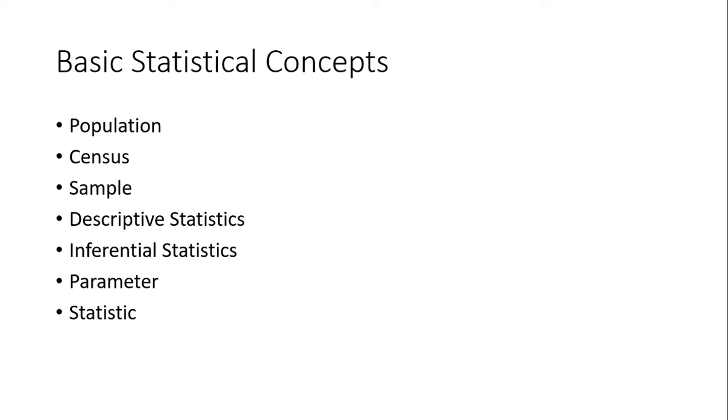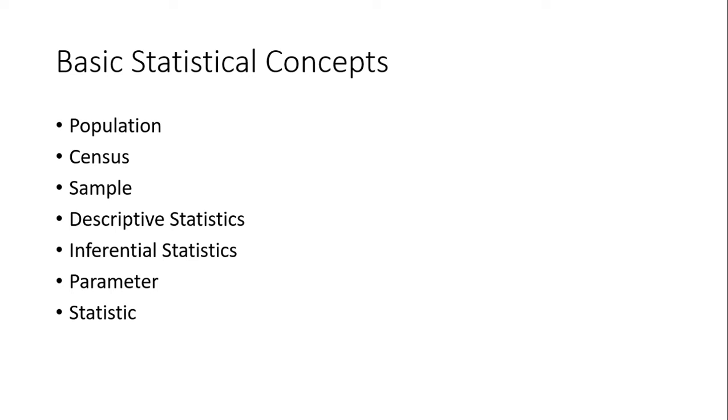Then let's talk about parameter and statistic. A parameter is a descriptive measure of the population, and parameters are usually denoted by Greek letters. Some examples are population mean, which is denoted by mu, population variance, which is denoted by sigma squared, population standard deviation, which is denoted by sigma, and so on.